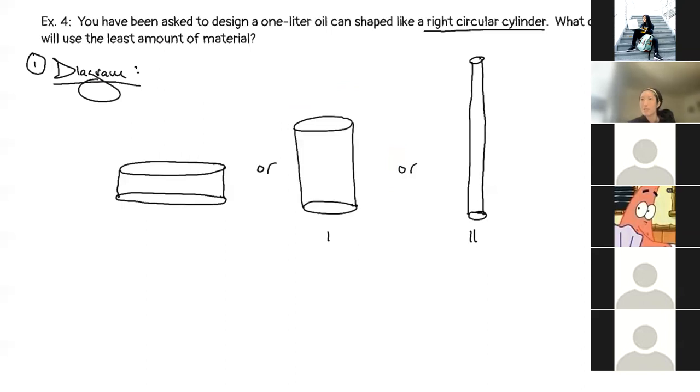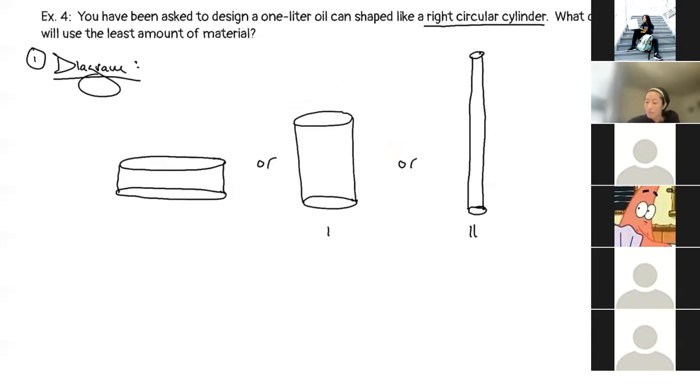The question though is, does that use the least amount of material? Let's work through this problem a little bit, and I'll share a story at the end about which ones actually use the least amount of material and maybe why that is. We've got this diagram, 3 potential cylinders, but we know that each one of them contains 1 liter of oil.